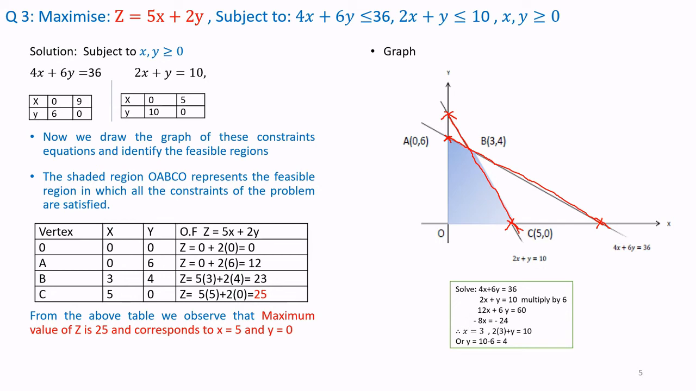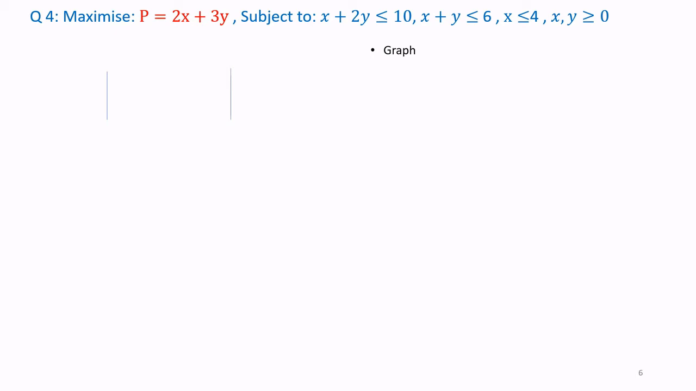Next, we'll take up another question. Here the question is: maximize P is equal to 2x plus 3y subject to x plus 2y less than or equal to 10, and the next constraint is x plus y less than or equal to 6, and x is less than or equal to 4, and x, y greater than or equal to 0, sorry.